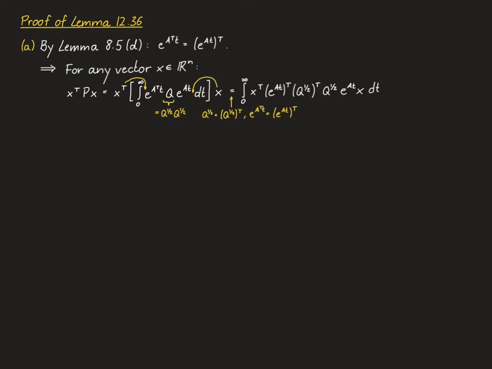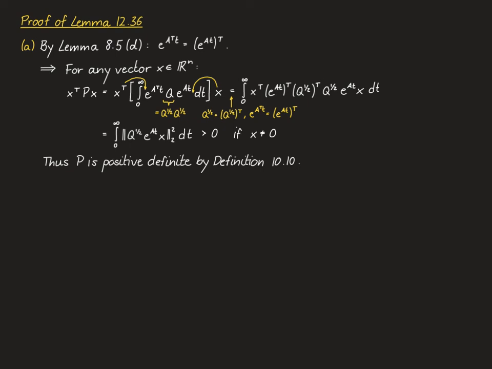So with the fact that the square root of Q is Hermitian and the matrix exponential satisfies this property which we have stated up here, it follows that x transpose Px is equal to this big integral, which we can also write as the integral from 0 to infinity of the 2 norm squared of the square root of Q times e to the At times x, which is clearly always positive if x is non-zero. And therefore, P is positive definite by Definition 10.10.